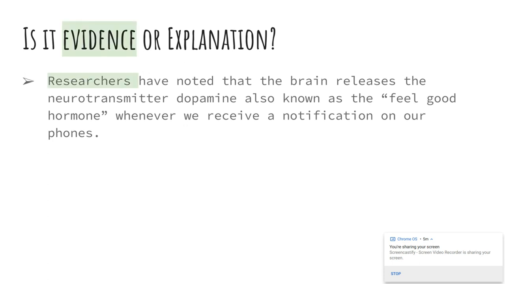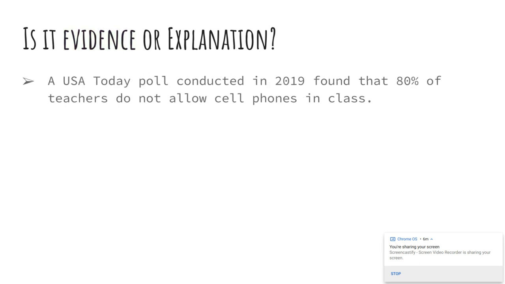If you said that that's evidence, you're correct. How do we know it's evidence? Well, it says right here, researchers have noted, and it's giving me a fact. It's not showing me an opinion yet. How about this one? Is it evidence or explanation?